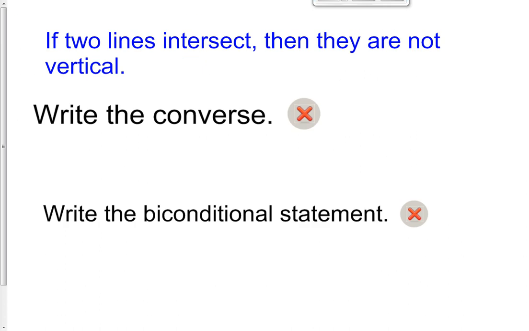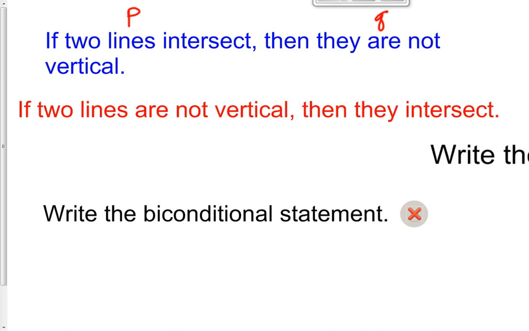Let's practice another one. If two lines intersect, then they are not vertical. Okay? So here's our conditional statement. Here's the P, and here's the Q. So we're first going to write the converse. We're going to write Q first, then P. So if two lines are not vertical, then they intersect. Sorry, the P part doesn't have a not statement, my fault about that. Q coming first, then P.